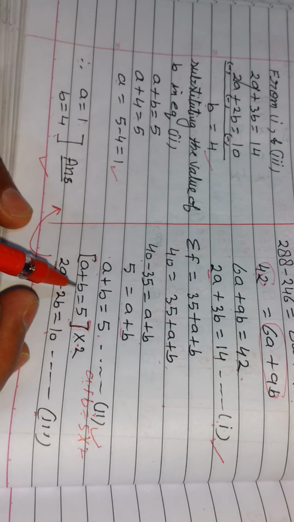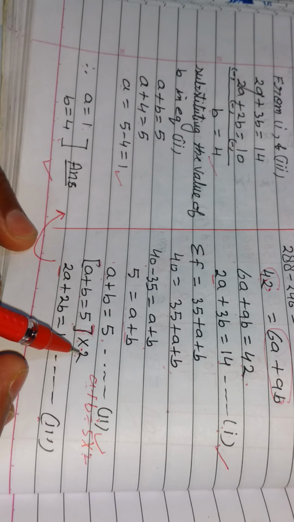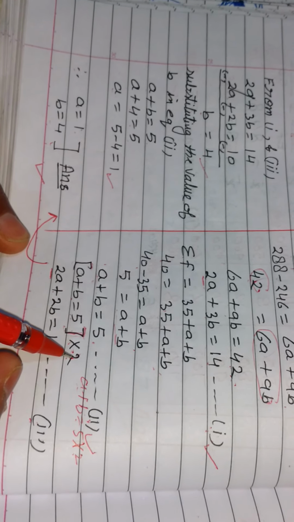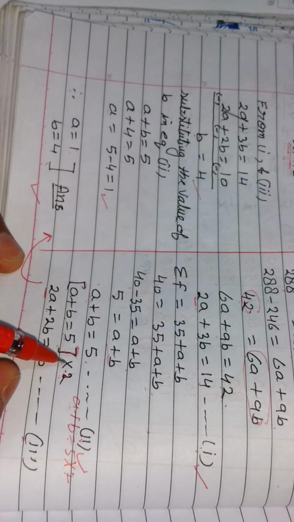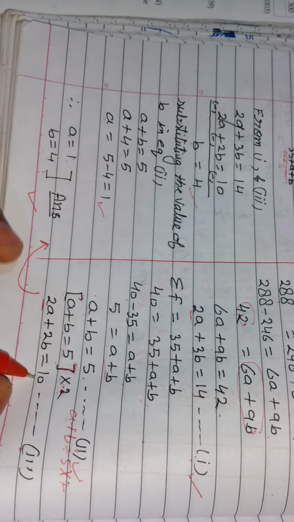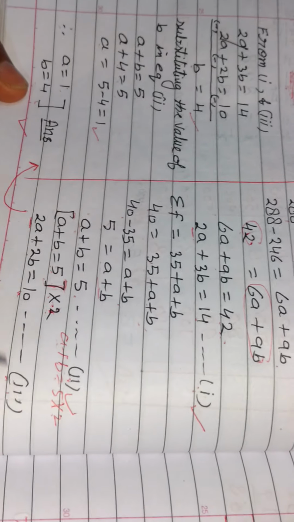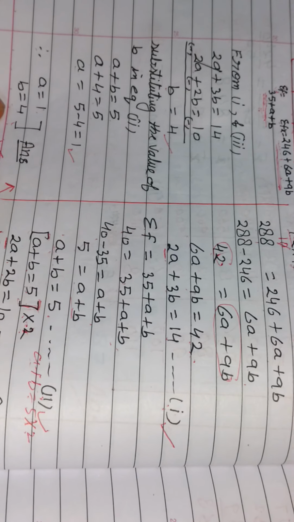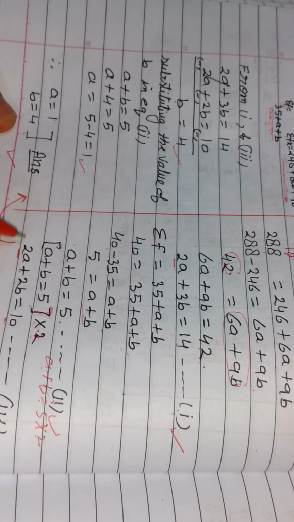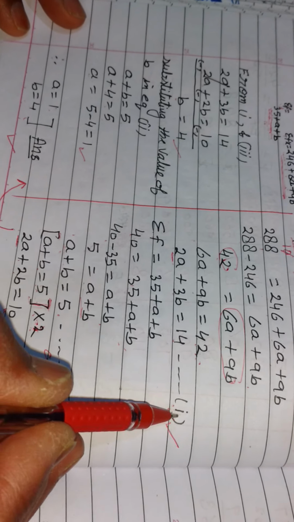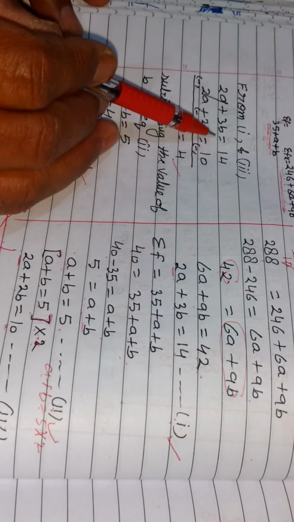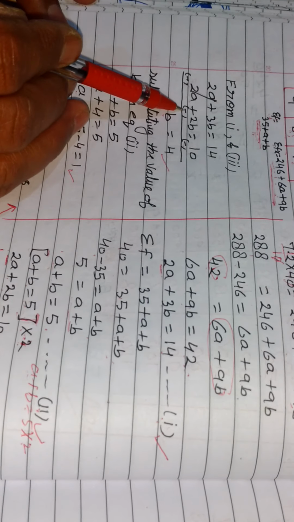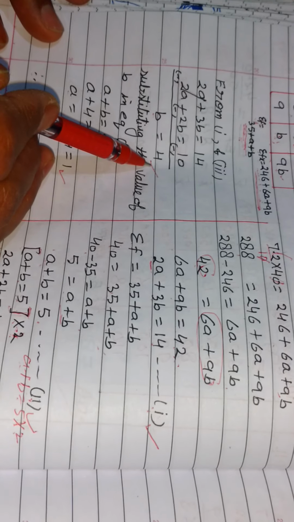One more mistake we make here: when you multiply, sometimes we forget to multiply each number. So 2a plus 2b equals 10. This is equation number 3. Now the coefficient of a has become the same. So I will take equations 1 and 3. I have written here from 1 and 3. Solve this. You know how to solve it. So it is coming b equal to 4.